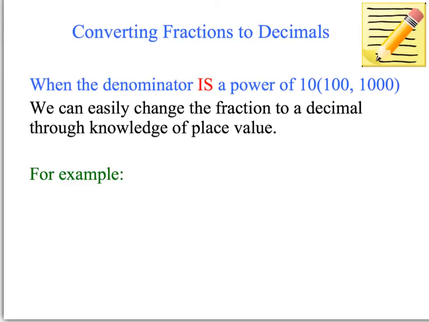Alright, so converting fractions to decimals when the denominator is a power of 10. So that means it's 10, 100, 1000, 10,000, 100,000, something like that. Alright, so it's easy to do that just by knowing place value. So for example, we can just do 6/10. So 6/10 equals, because I know where all my place value is, I know that 0.6 is 6/10 because that 6 is in the tenths column.